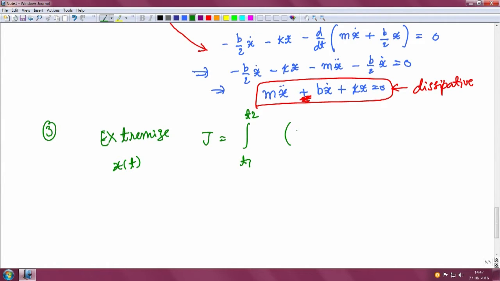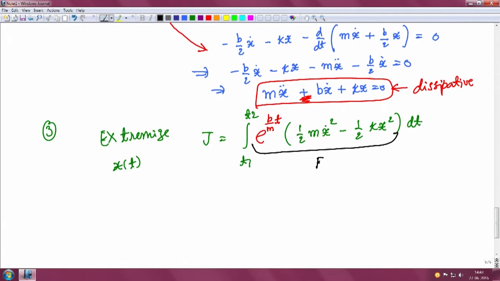So, we had half m x dot square minus half k x square dt. We know that that leads to m x double dot plus k x equal to 0, which is what we said in the first method, we know how to do it. Now, there will be an integrating factor e raised to b by m t. Let us see what happens. Now, our integrand is this total thing.